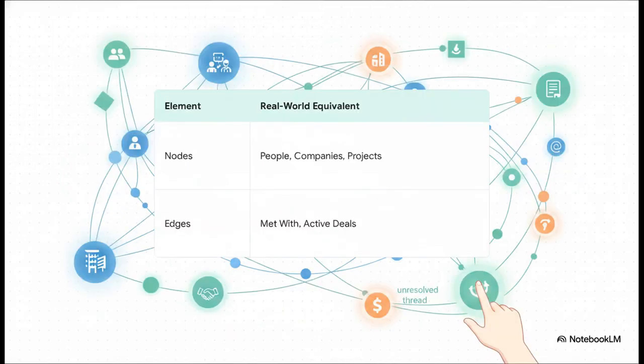To make this a bit more concrete, think about graph theory. You have nodes and edges, right? Translating that directly to your daily work life, a node is a person you met, a company you do business with, or maybe a specific project you're leading. An edge, on the other hand, is the relationship. It's the fact that you met with that person, that a company has an active deal, or that a project has an unresolved thread. This brilliant structure allows the AI to actually remember how everything in your professional life connects across all your different conversations.